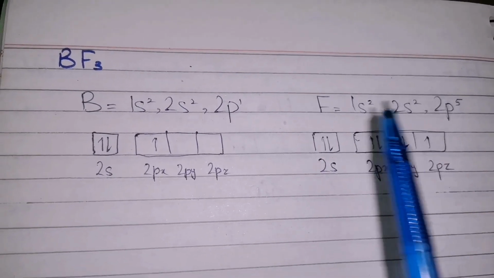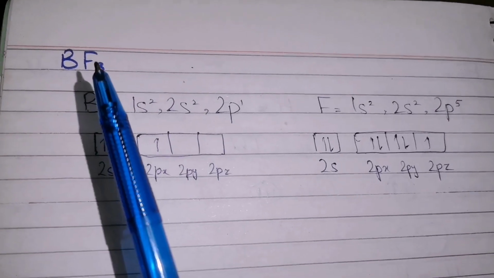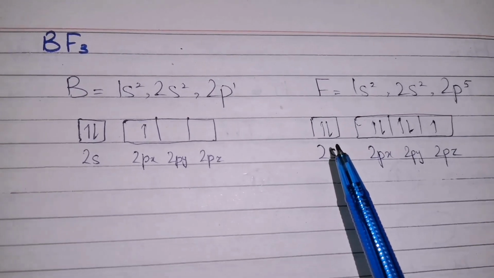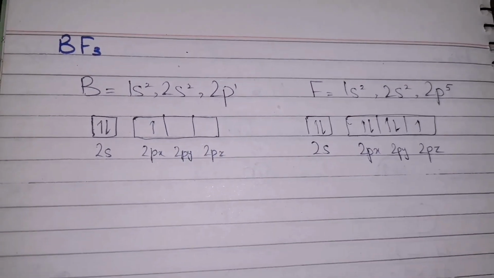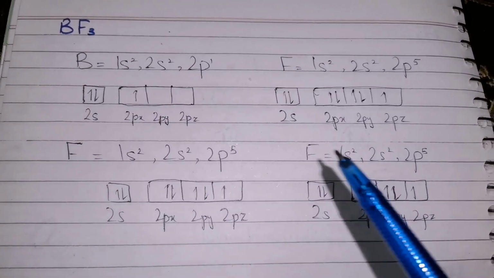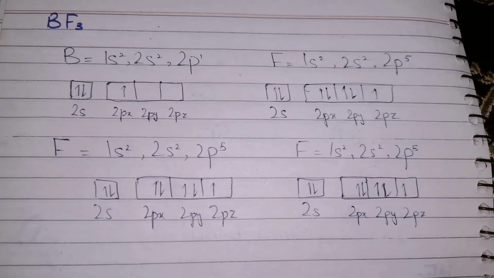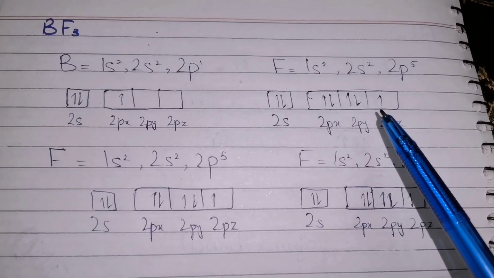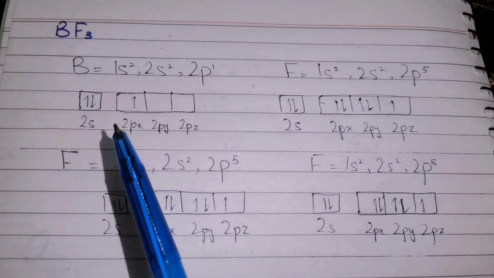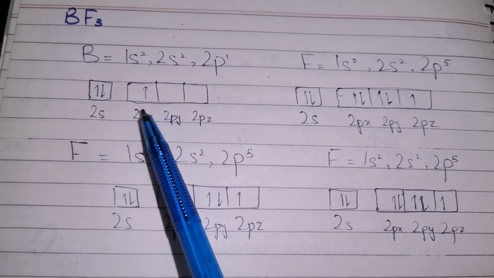But see how many fluorines we are having. We are having 3 fluorines. So we will write the electronic configuration and the filling in their orbitals for the other 2 fluorines as well. Now here have a look. I have written the electronic configuration for the 3 fluorines. How many unpaired electrons are we having? 1, 2 and 3.